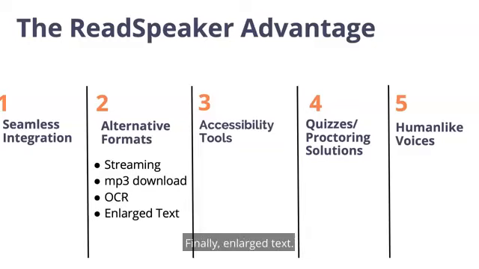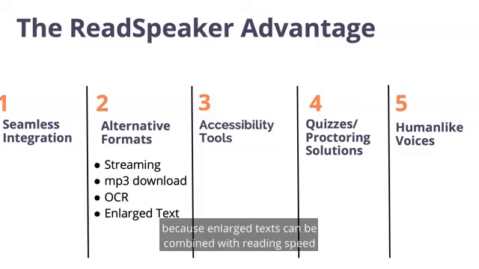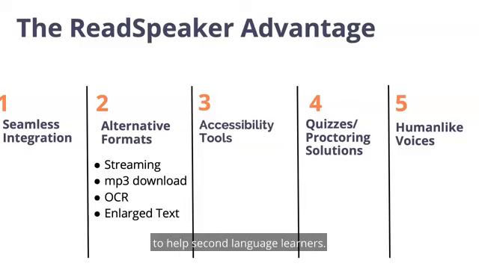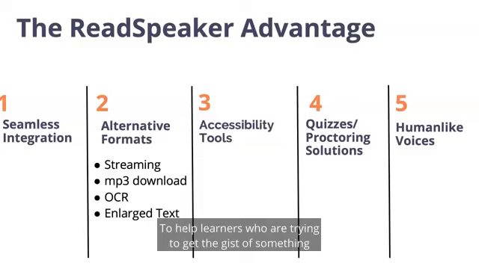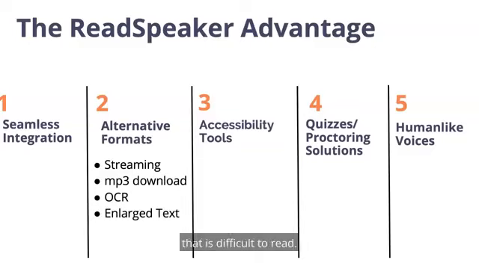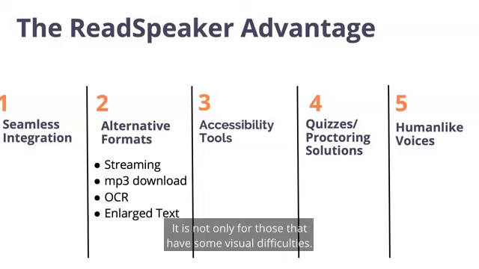Finally, enlarged text. Now, you might not think of enlarged text as an alternative format, but it is, because enlarged text can be combined with reading speed to help second language learners, to help learners who are trying to get the gist of something that is difficult to read. It is not only for those that have some visual difficulties.